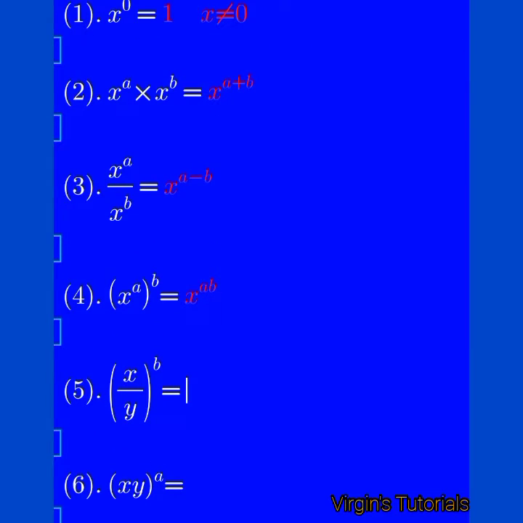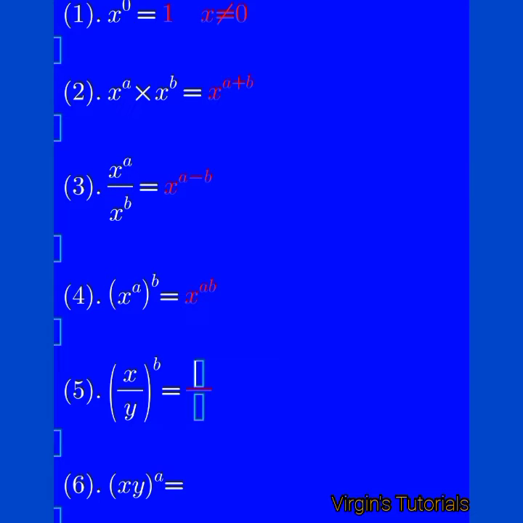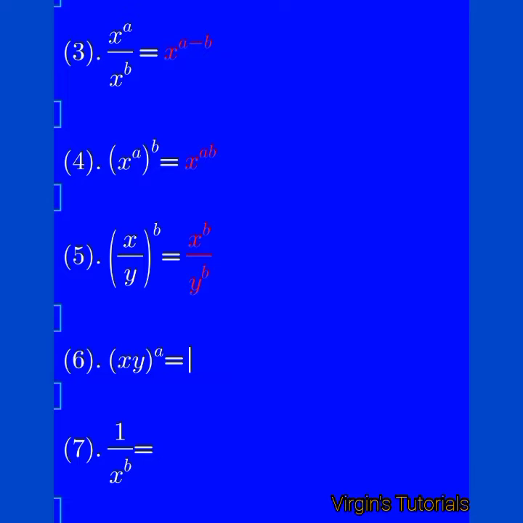Number 5 is x over y, all raised to the power b. It shows that you have to distribute b to each of these numbers. So it is now x raised to the power b all over y raised to the power b. Then I go to the sixth law of indices. We have the product of xy all raised to the power a. It shows that a must be distributed to each of the numbers. We have x raised to the power a times y raised to the power a.